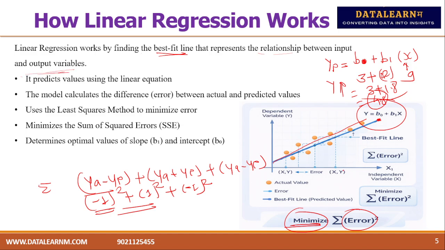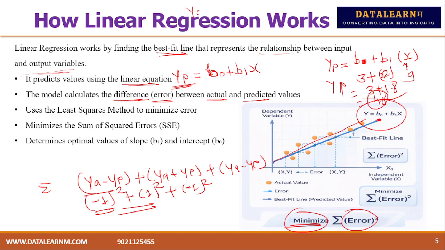Suppose experience is your input and salary is your output. That relationship is represented with the help of a best fitted line where the squared error is calculated. It predicts the values using the linear equation: y predicted is equal to b naught plus b1x. The model calculates the difference, the error between the actual values and predicted values.